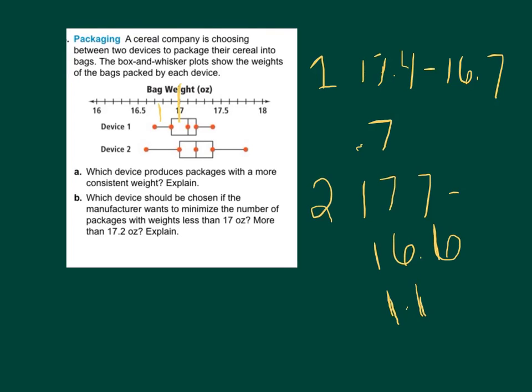So let's look at device 2. Device 2, okay, 17 is about right there. It has 25% of its packaging below 17 ounces. Okay, so it only has 25% of the packages below 17 ounces. So that's fewer than device 1. Okay, so if we want a device that's going to produce fewer weights less than 17 ounces, it would be device 2.